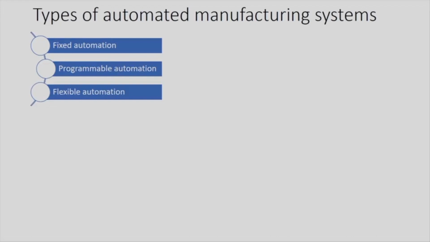Now let us see what are the various types of automated manufacturing systems. Basically, there are 3 types of automated manufacturing systems used in the industry. The first type of automation is fixed automation. The second type is programmable automation, and the third type is flexible automation. Now it would be very interesting to know the meaning of fixed automation, programmable automation, and flexible automation.